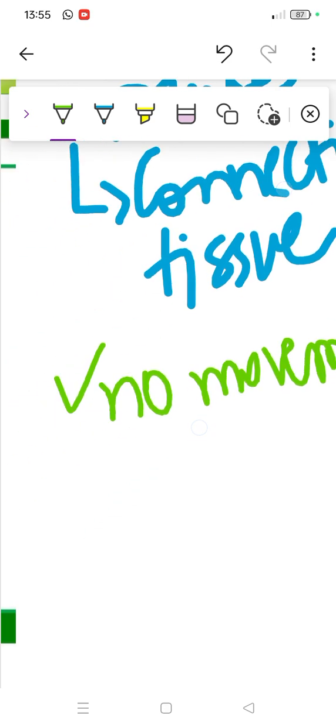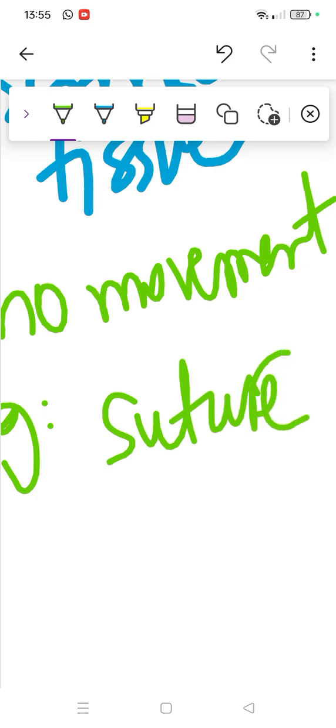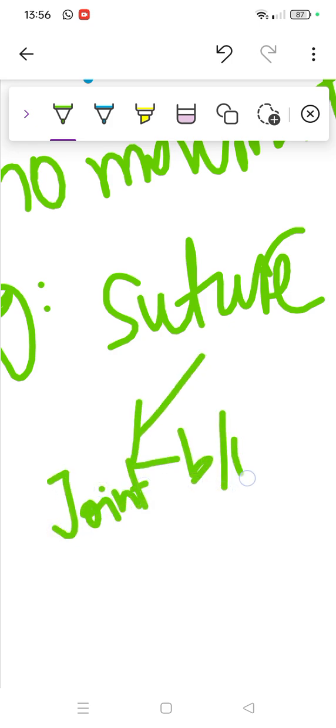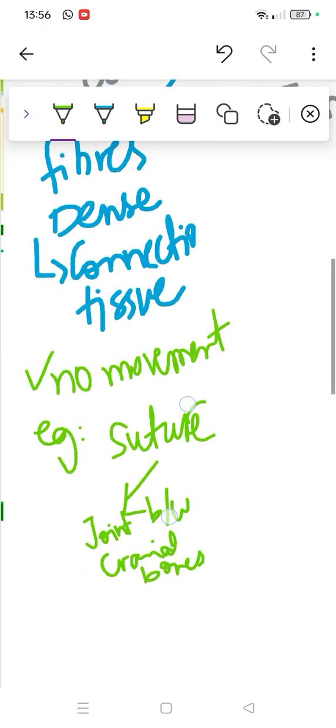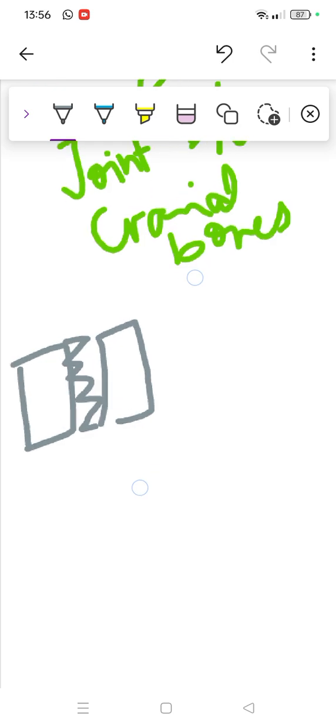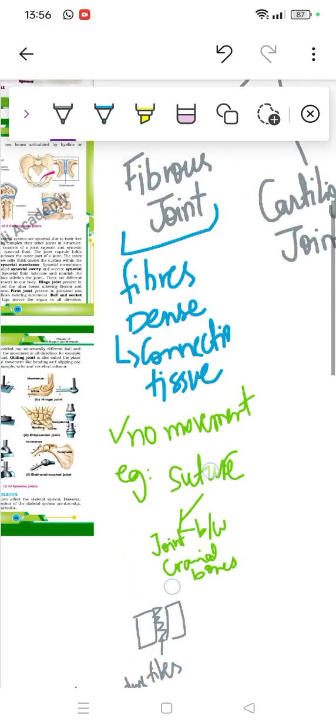Now when we talk about the example, that's called a suture. Now what does this mean? This is simply a joint between cranial bones, not nerves but the bones. That's called a suture. If I just make out the structure, here is one piece of a bone, and in the middle we have tissue. This is called connective tissue made up of fibers, a dense fiber-like structure. This was about the fibrous joint, right?